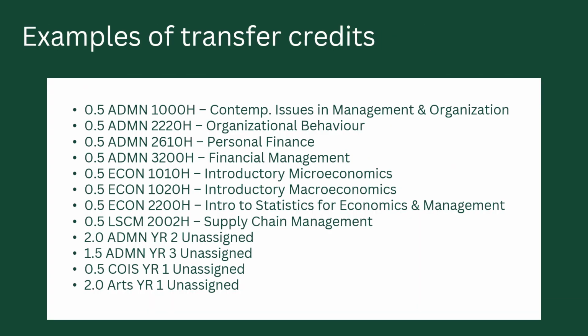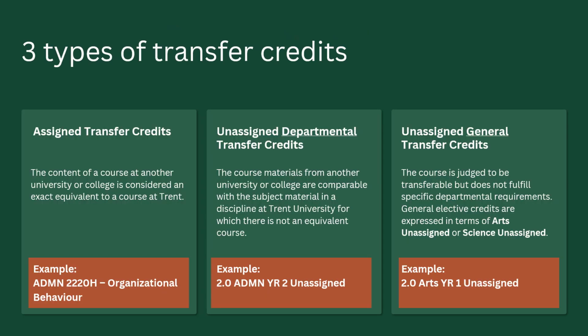Here are some examples of transfer credits that a business administration student might have. The H in the course code tells you it is a half-credit course. Most of our courses at Trent are half-credit courses. We have three types of transfer credits: assigned transfer credits, which are exact course equivalents, unassigned departmental transfer credits, and unassigned general transfer credits. You can see examples of each in the orange blocks at the bottom.